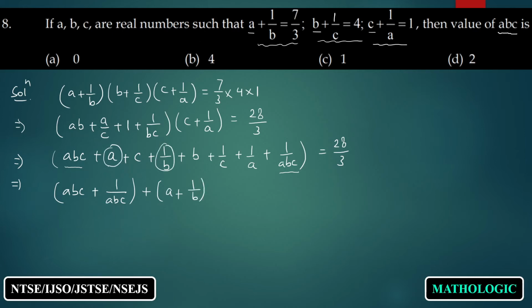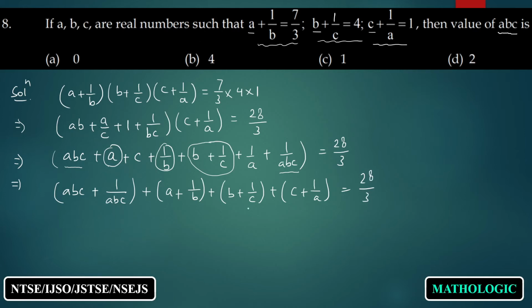Now we are left with four terms. So we can write them one by one. This is B plus 1 by C. These two terms will be equal to 4 as it is given, B plus 1 by C, and the last, which is C plus 1 by A, which is given equal to 1. So this is total equal to 28 by 3.